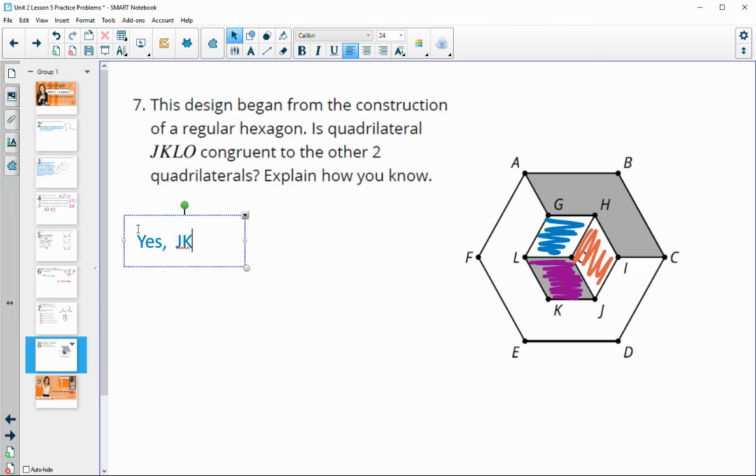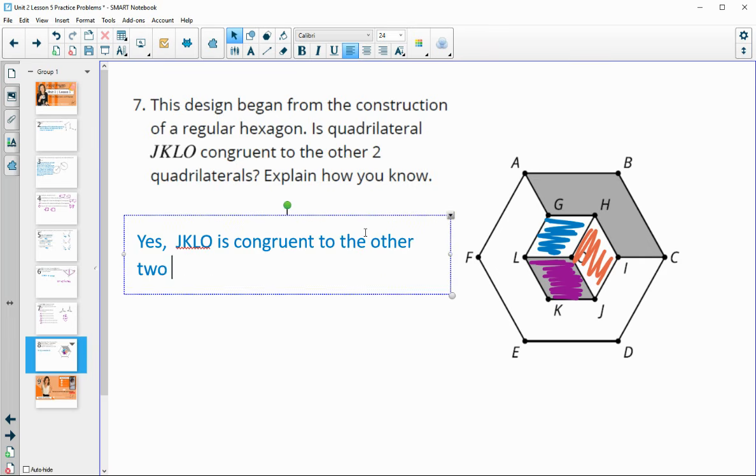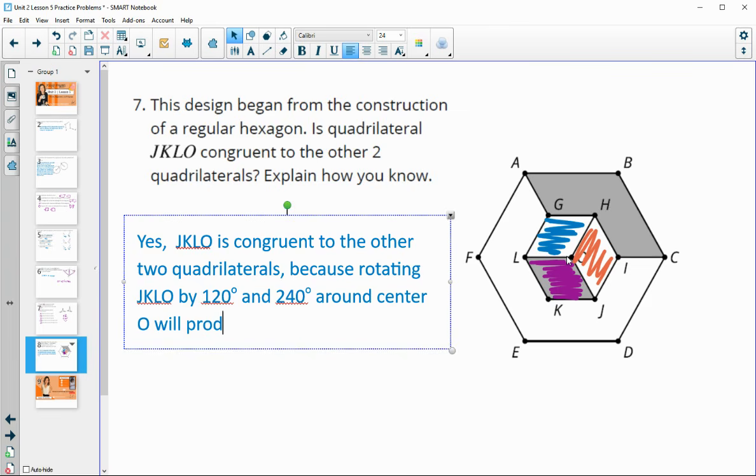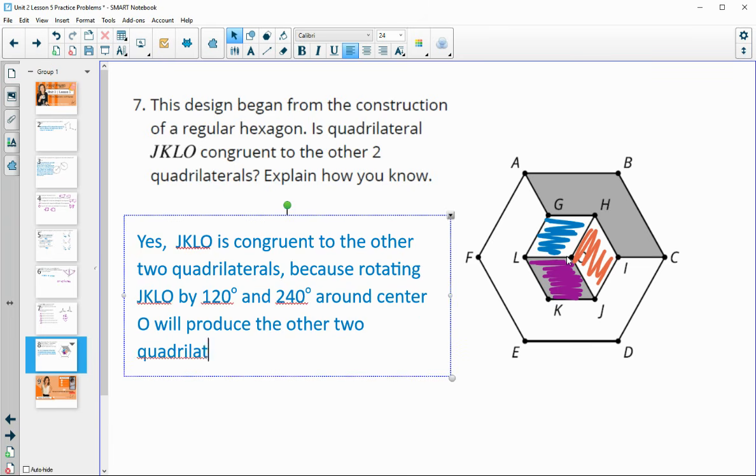So yes, JKLO is congruent to the other two quadrilaterals because rotating JKLO by 120 degrees and 240 degrees around center O, so this point right here in the middle, will produce the other two quadrilaterals, meaning they are congruent.